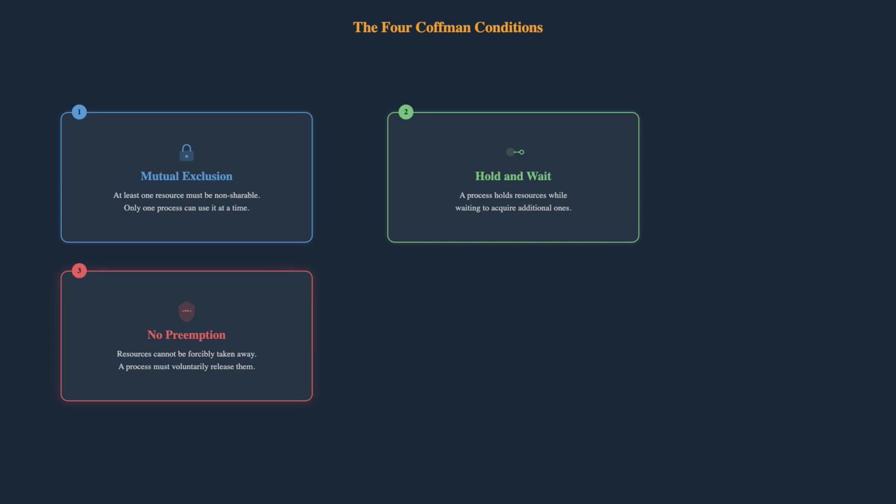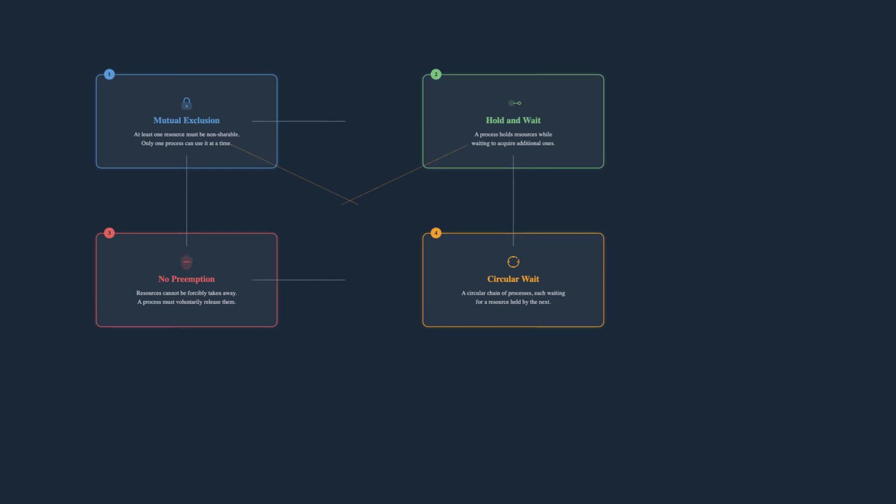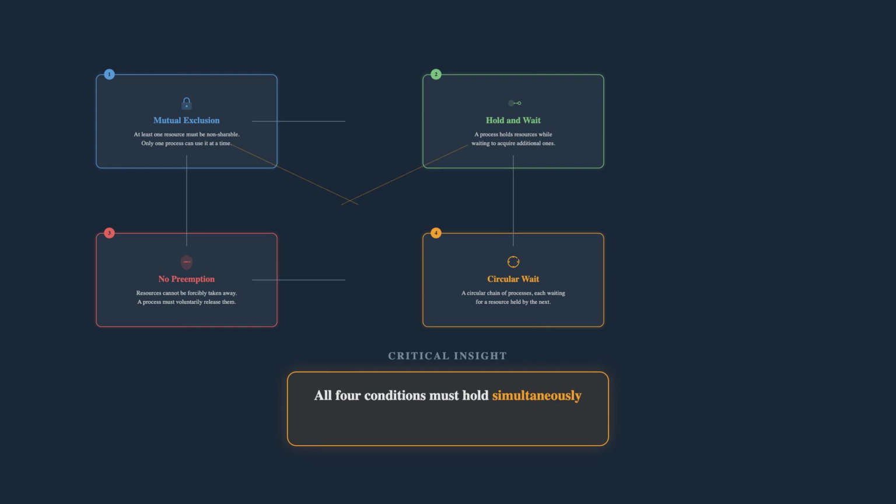The third condition is no preemption. Resources cannot be forcibly taken away from a process. A process must voluntarily release its resources. And the fourth condition is circular wait. There must be a circular chain of 2 or more processes, where each process is waiting for a resource held by the next process in the chain. Here's the critical insight. All 4 conditions must hold at the same time for a deadlock to exist. If you can break even one of these conditions, a deadlock becomes impossible. This is the foundation of every deadlock prevention strategy.